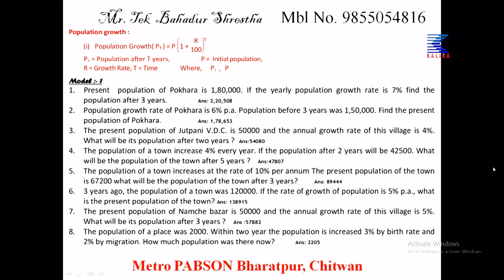The present population of Pokhara is 1,80,000. If the yearly population growth rate is 7%, find the population after 3 years. After 3 years, then we have to find the value of Pt. Present population of Pokhara, P is equal to 1,80,000.